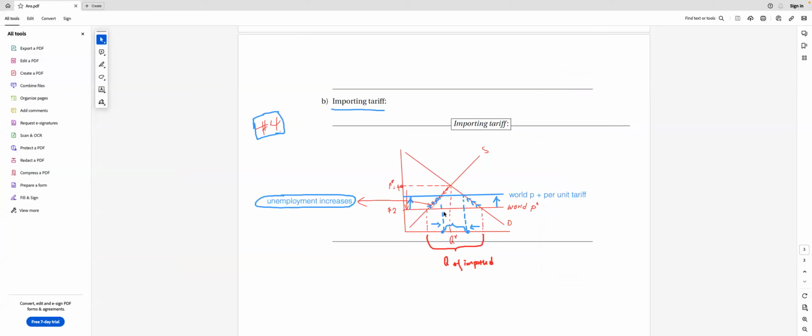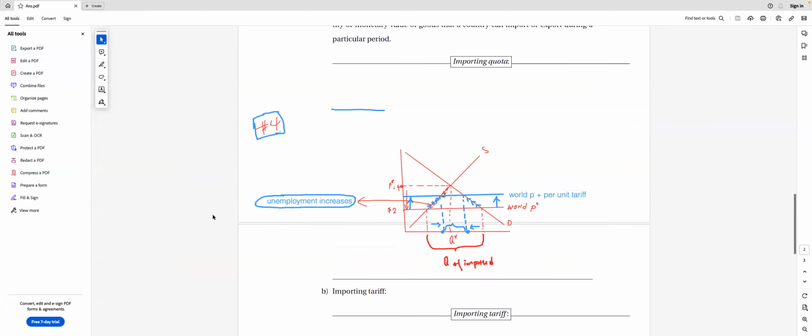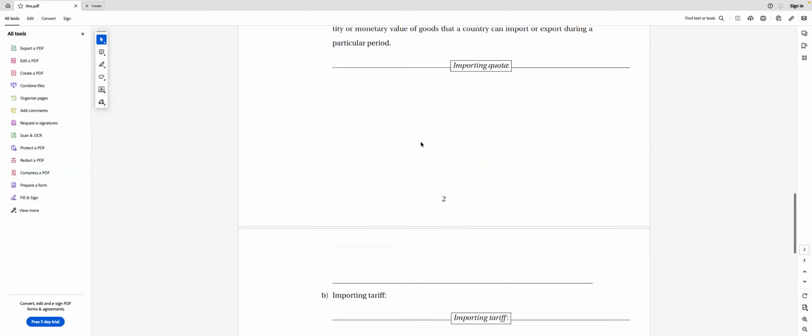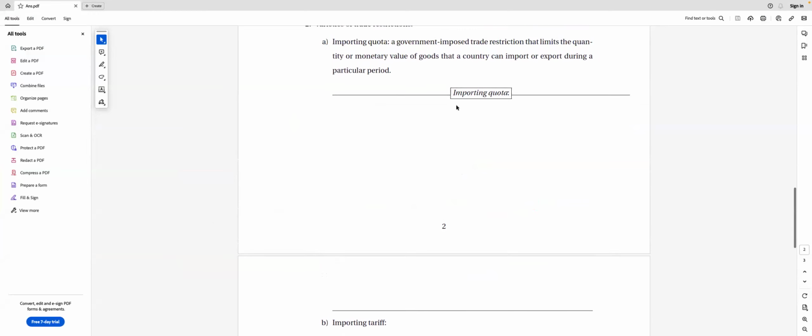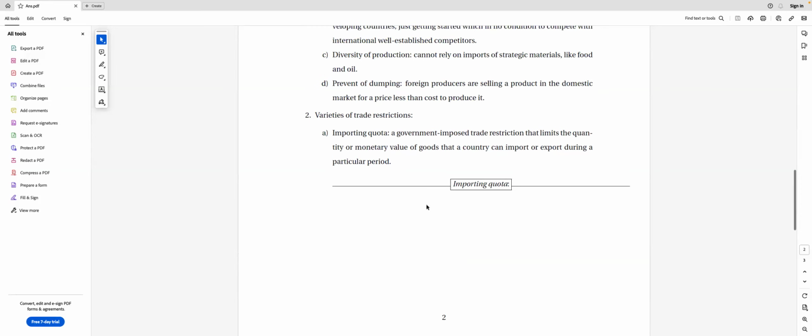Okay, this is the first way. Actually, the second way we can reduce the quantity imported is by adding something called an importing quota. So what is a quota? A quota is kind of an upper limitation, a restriction, an upper limitation of how much quantity we can import from China.